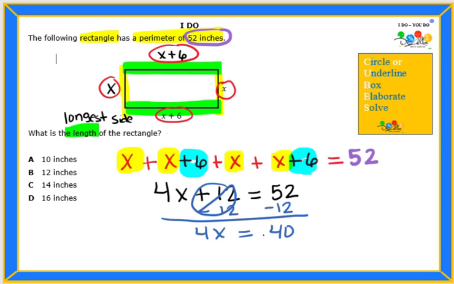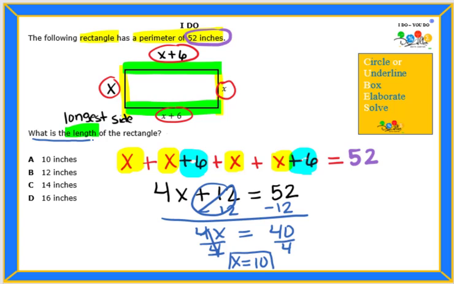Now we're going to divide by the coefficient. So 4x divided by 4. Whatever I do to one side, I do to the other. So 4 divided by 4 is 1, and I now have x equals 40 divided by 4 is 10. So x equals 10. Now be careful right here, because sometimes we get our answer x equals 10 and we see 10 as an answer choice and we want to go and select it. But we have to read our question again.